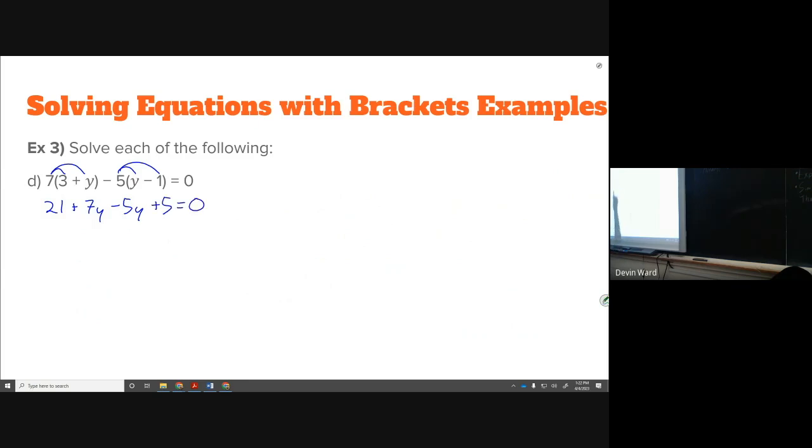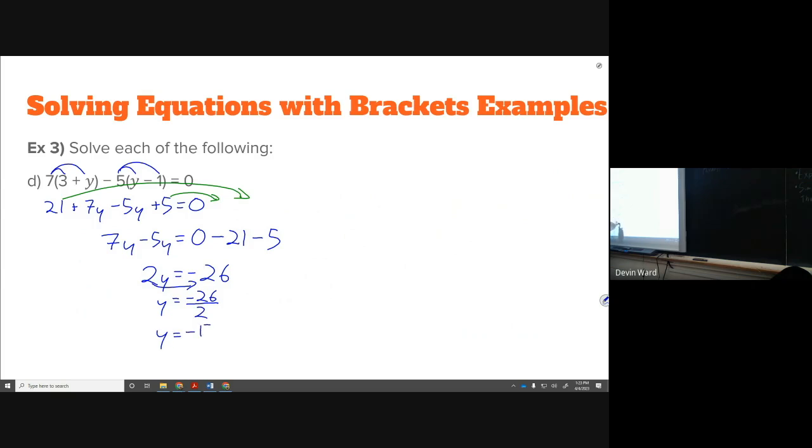Okay? Now I'm going to move over my 5 and my 21, but the y's are going to stay on this side. Okay? We'll still have 7y minus 5y is equal to, I'm going to leave the 0 here for right now, 0. The 21 is positive over here, so it'll become negative, minus 21. And the 5 also becomes negative. Now, I can simplify. 2y is equal to negative 26. Bring my 2 over, it'll become negative 26 divided by 2. So my y is going to be equal to negative 13.